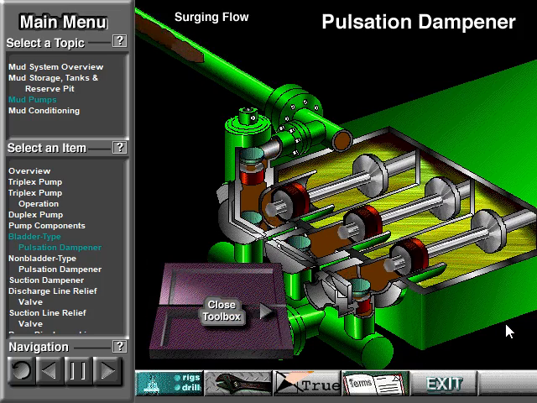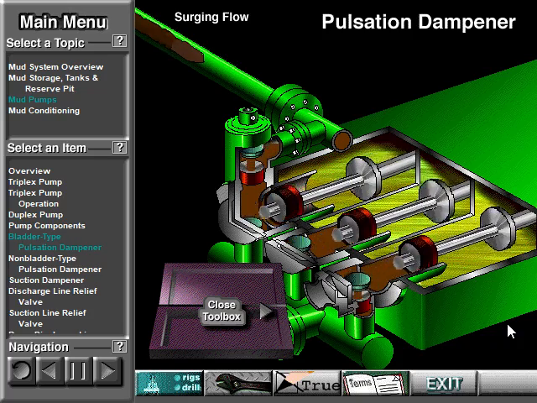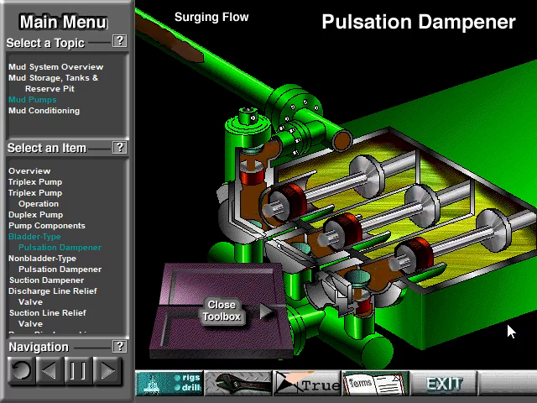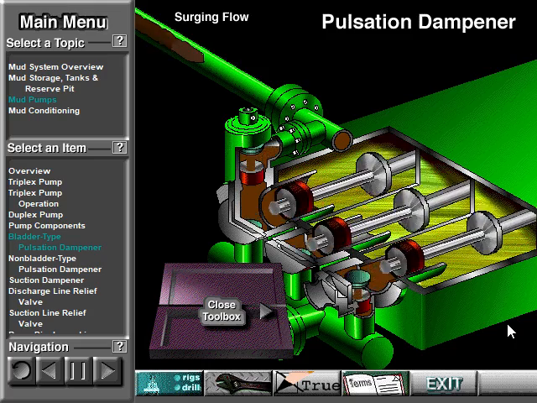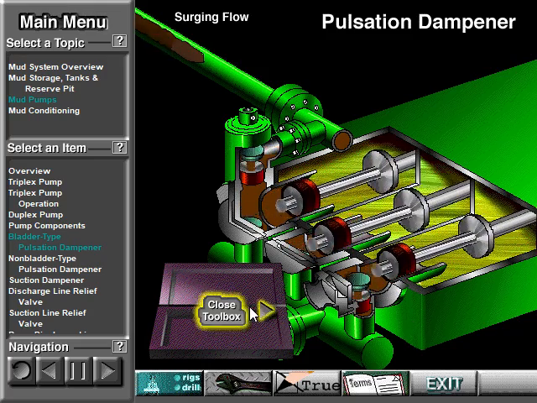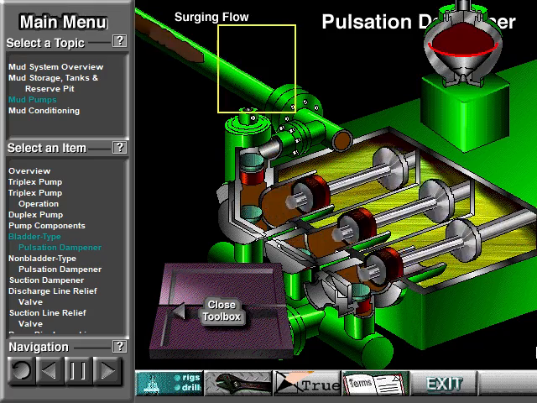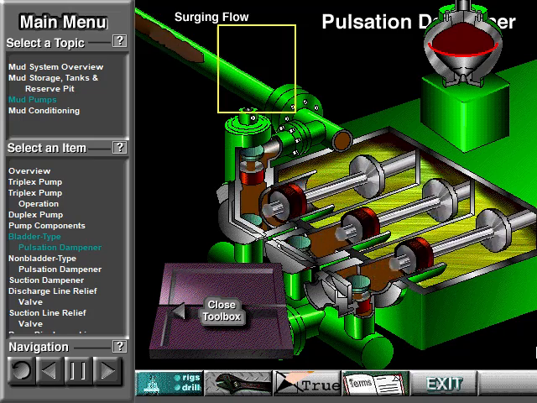Here is a pump without a pulsation dampener. See the surges or pulses of high-pressure mud leaving the pump? These surges can cause vibrations and damage or wear equipment. Add the pulsation dampener to see the difference it makes. Using your mouse, click on the pulsation dampener and drag it into place.